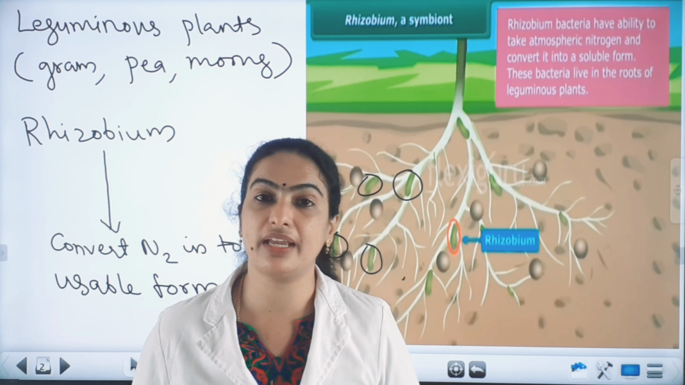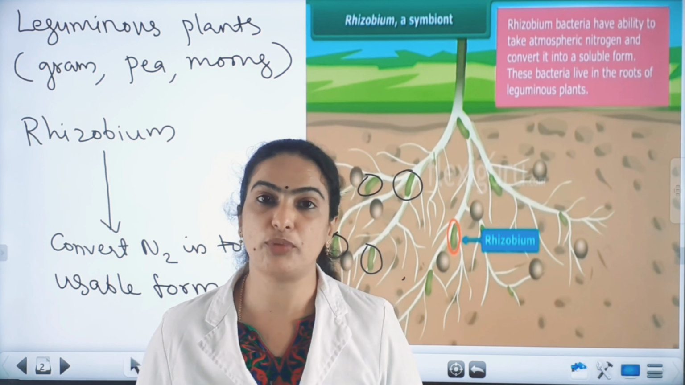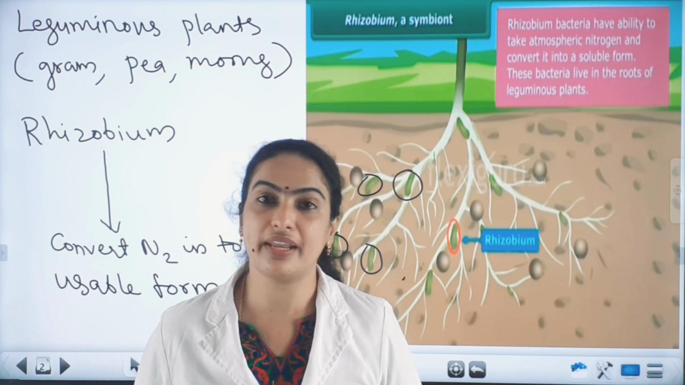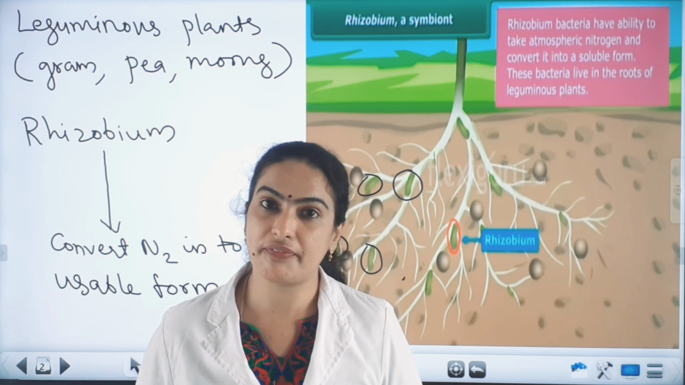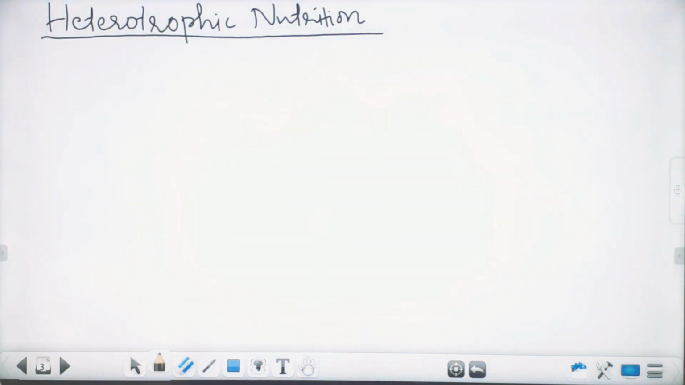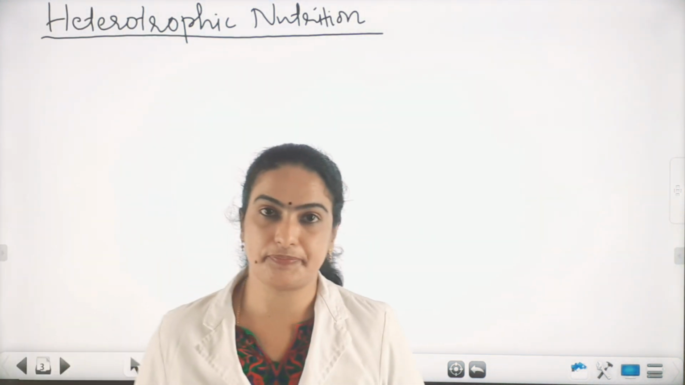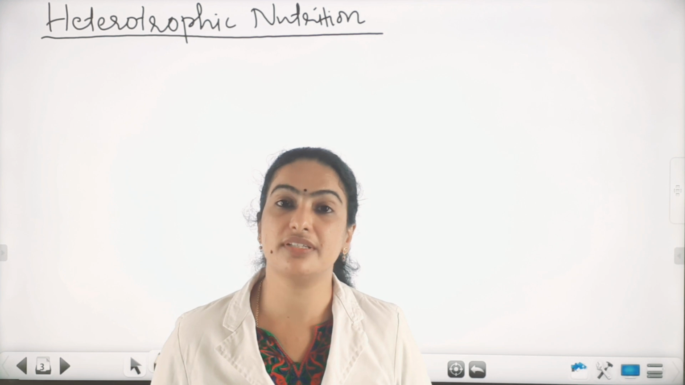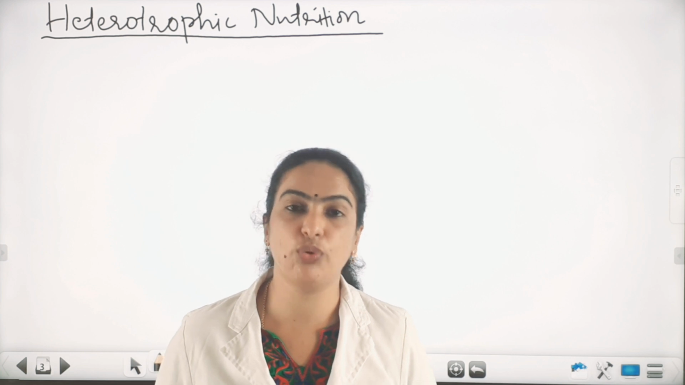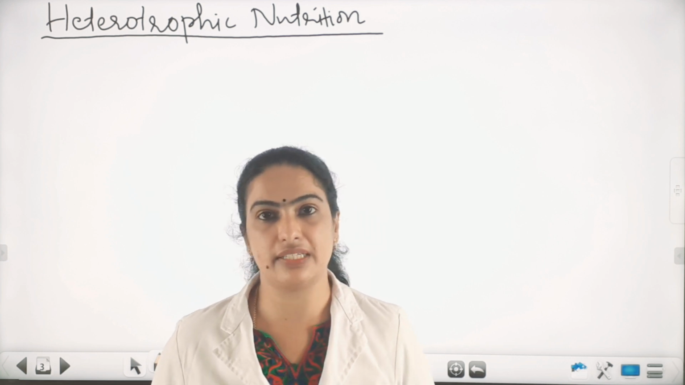In what form can they store it in the plant body? In starch form. Is it clear? Can I get into the next topic? Heterotrophic nutrition. Here we can see heterotrophic nutrition. Heterotrophic nutrition is a nutrition in which the organisms derive their nutrition or food from other living things.